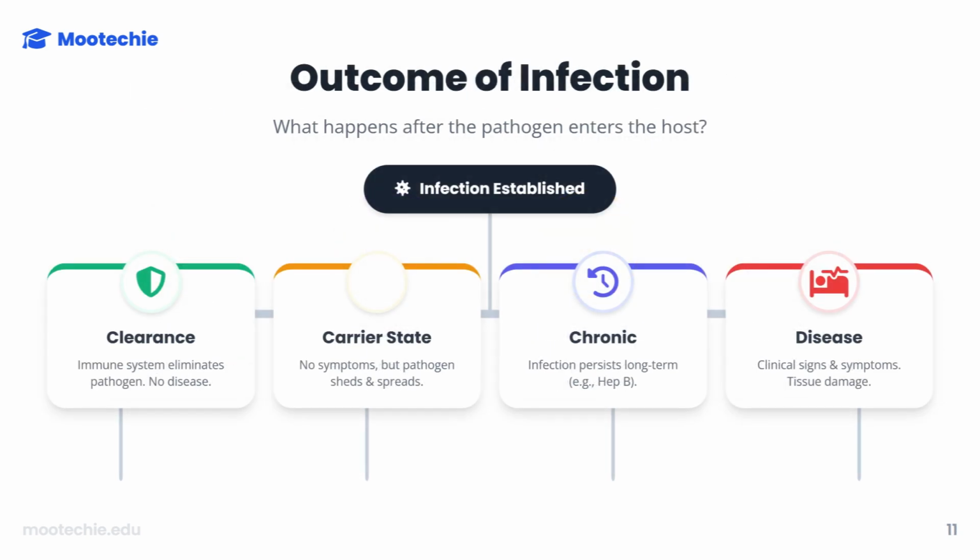Now, let us understand the outcomes of infection. First, clearance. The immune system successfully eliminates the pathogen and no disease occurs. Second, carrier state. The person shows no symptoms but continues to shed and spread the pathogen. Third, chronic infection. The infection persists for a long time, as seen in diseases like hepatitis B. Finally, disease. Clinical signs and symptoms appear along with tissue damage. The outcome depends on both host and microbe factors.